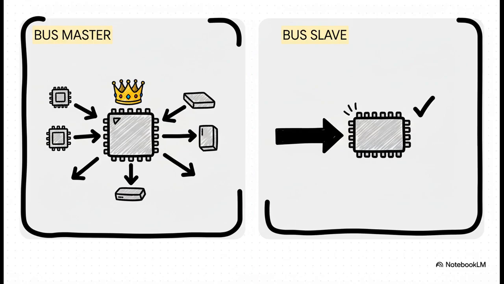And on this data highway, you've got two main roles. There's a bus master, which is usually the CPU. It's the one that starts and controls the data transfer. It's kind of like the driver who decides where the car is going. And then you have a bus slave, like a memory chip, which just responds to the master's requests.